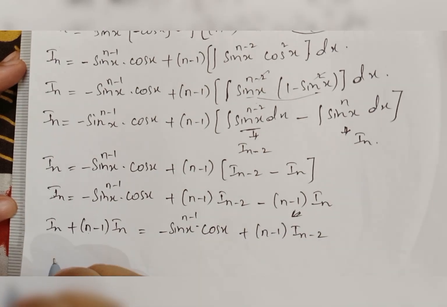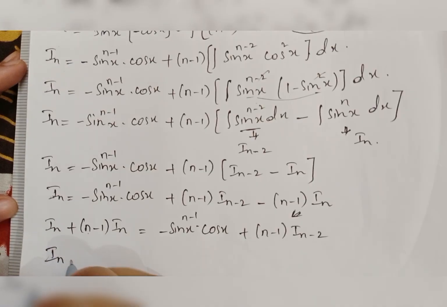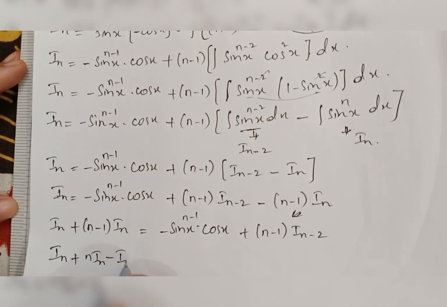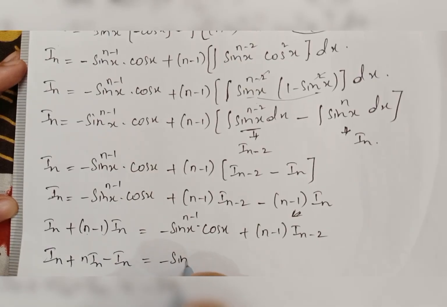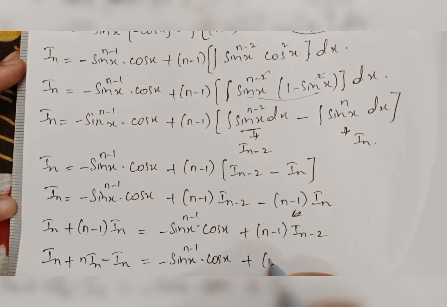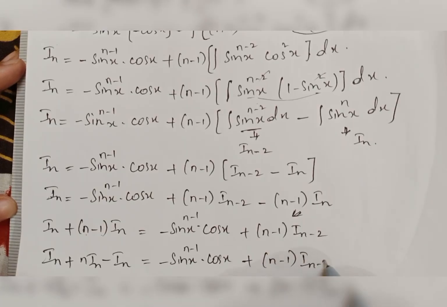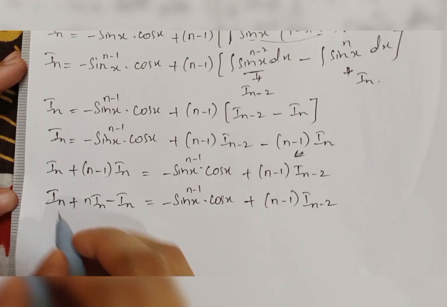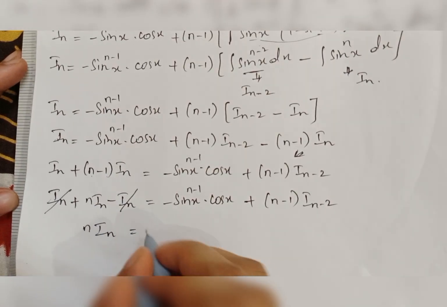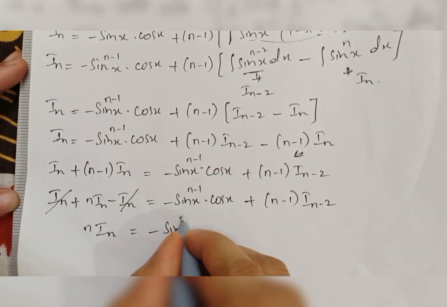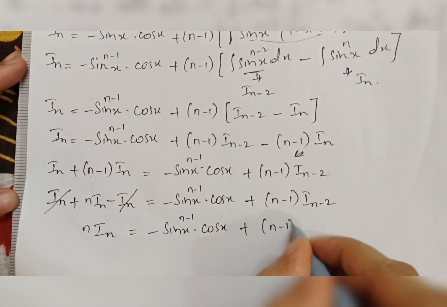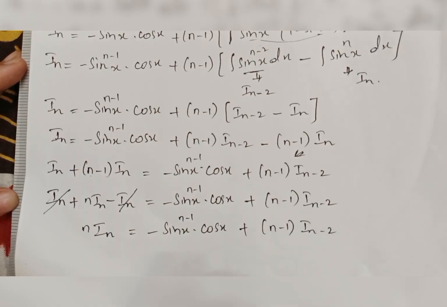Now multiplying In inside here, so it will be In + (n-1) In, which is n In, equals -sin x^(n-1) cos x + (n-1) I(n-2). Here the positive and the negative get cancelled, so we'll be remaining with n In = -sin x^(n-1) cos x + (n-1) I(n-2).